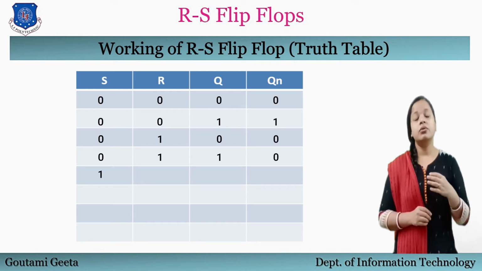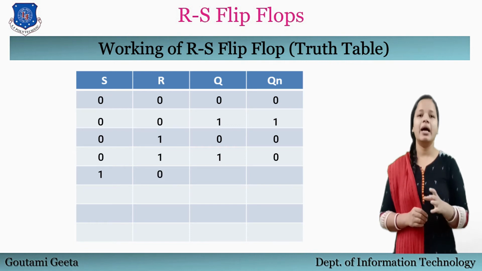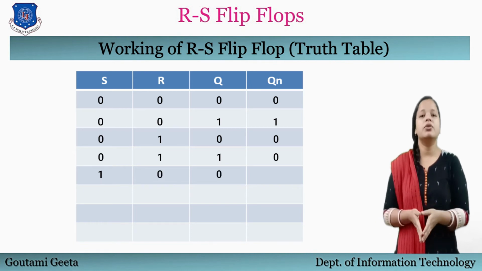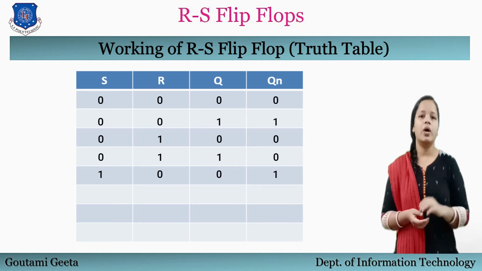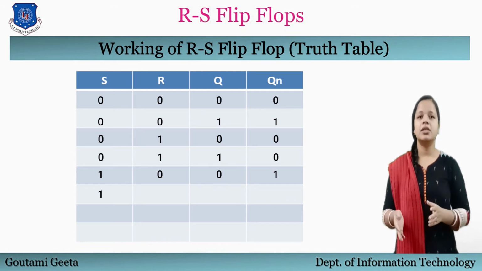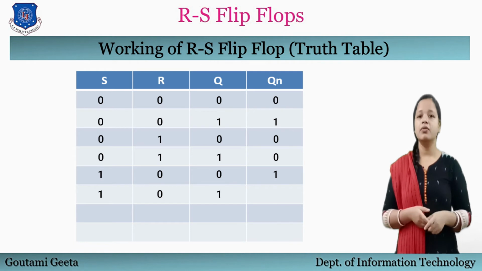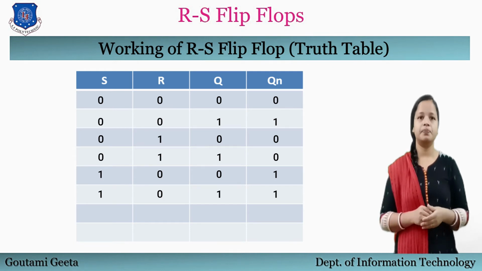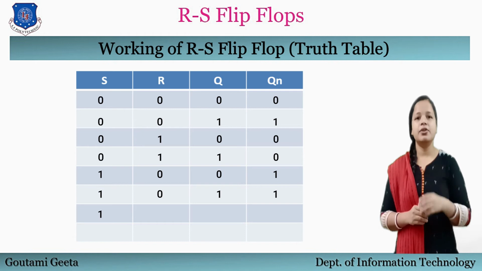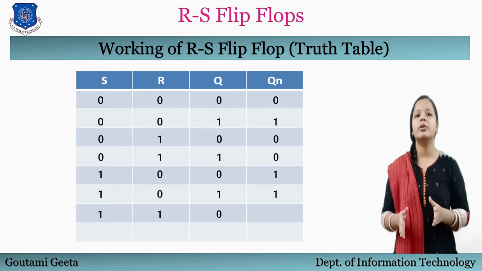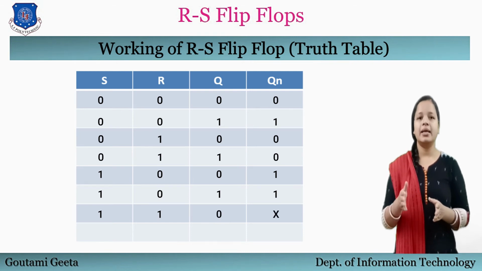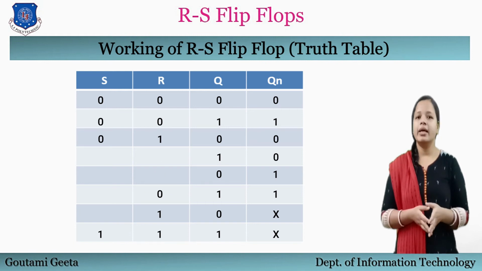S is equal to 1 and R is equal to 0: for Q is equal to 0, we get Qn is equal to 1, and for Q is equal to 1, we get Qn is equal to 1. When S is equal to 1 and R is equal to 1, for Q is equal to 0, we cannot determine Qn, so Qn will be X. Again, for Q is equal to 1, we cannot determine Qn, so Qn will be X.